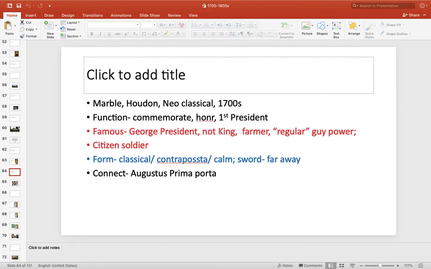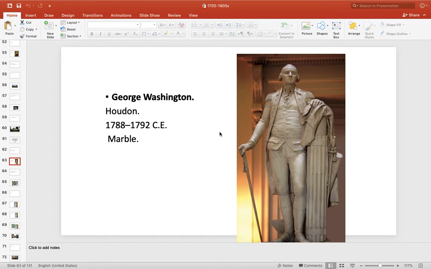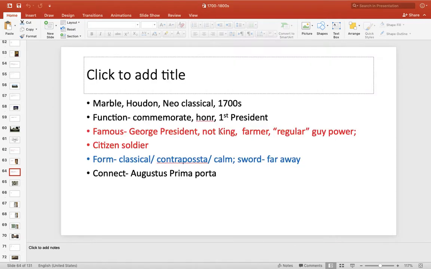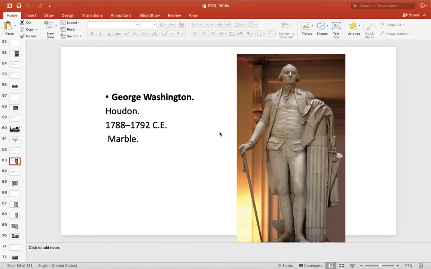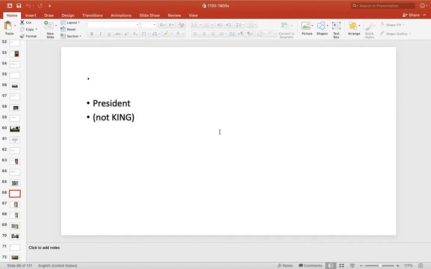Famous, George was not a king. He was a regular guy. He even put his plow in there. He is a citizen soldier, a regular person that serves and goes back to his farm. The form is classical, contrapposto. Right, connection, maybe Augustus of Prima Porta. He's a very different kind of king. He is a humble, regular kind of king. He's not a king. He's a president, not a king.